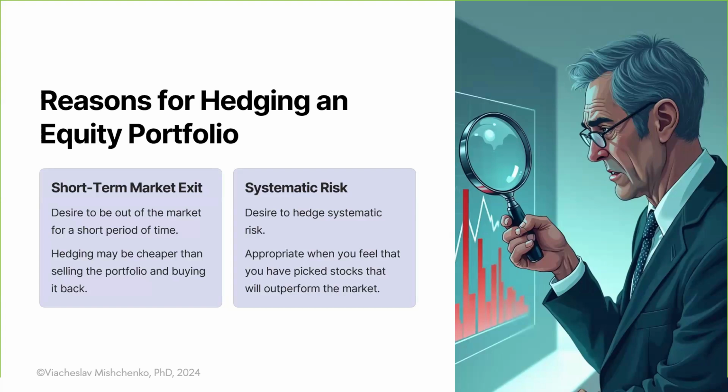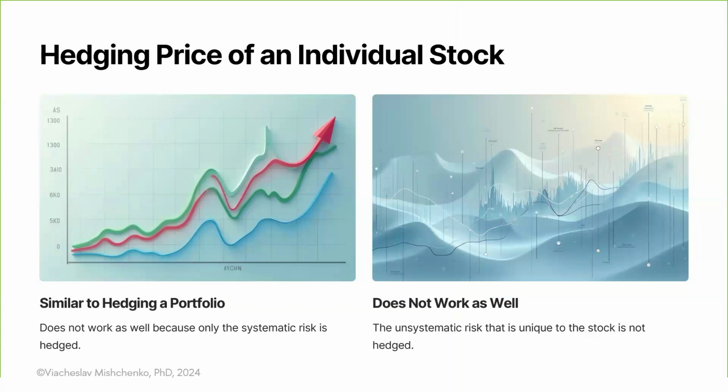But in my experience, the decision to hedge often depends on market conditions and the manager's confidence in their stock picking. So hedging an individual stock is similar to hedging a portfolio, but with some important differences. The main challenge here is that stock-specific hedging only addresses systematic risk, not the unsystematic risk, which is unique to the stock. And this actually means that the hedge will be imperfect, especially for stocks with a low correlation to the market.